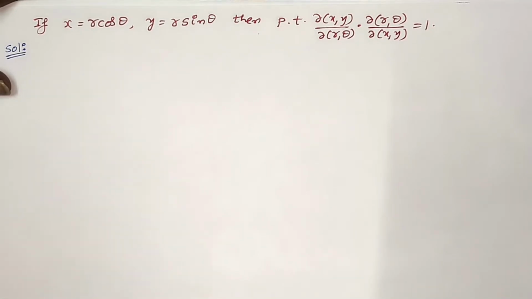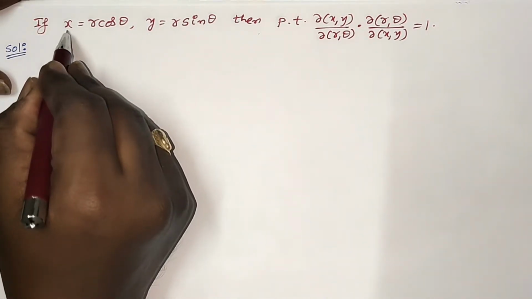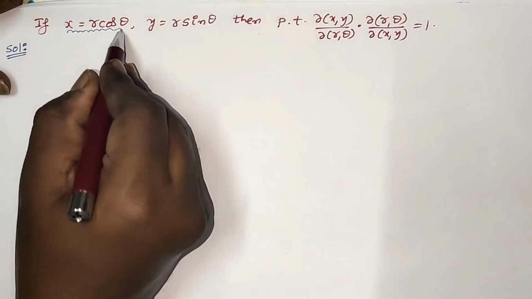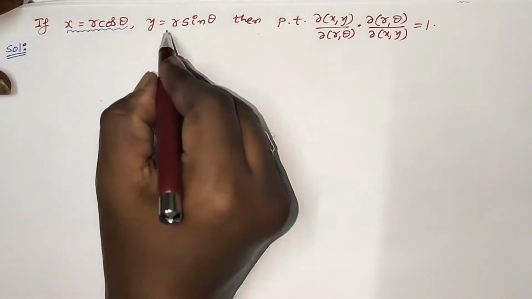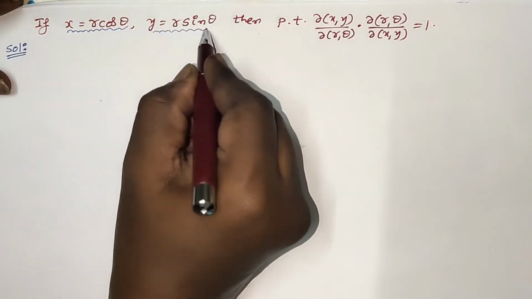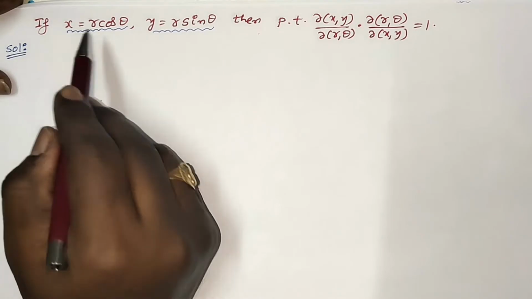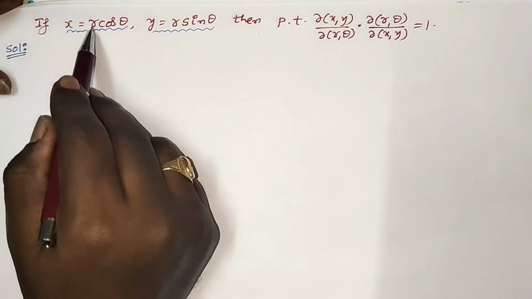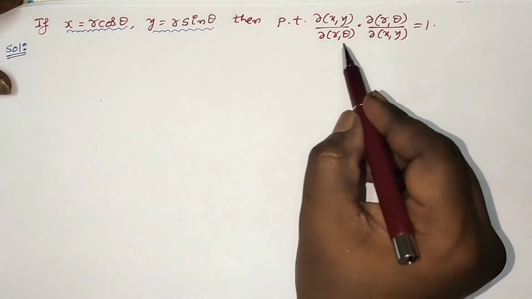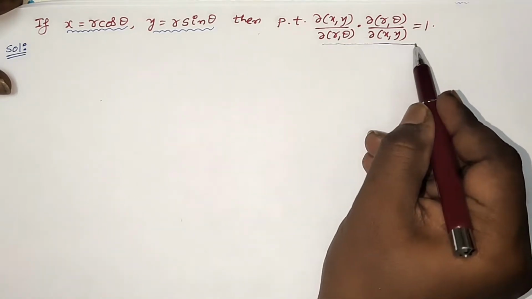In this video, I would like to give another example on Jacobians. See the statement of the given problem. If x is equal to r cos theta and y is equal to r sin theta, so x, y are two functions in the variables small r and theta, then we have to verify the property of Jacobian.